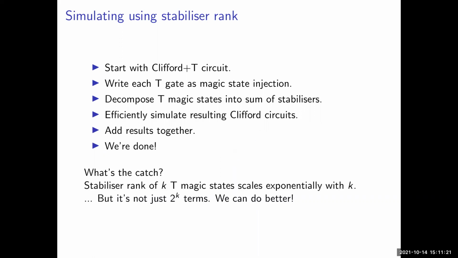So what is the catch of this? Well, it turns out that if we have k of these magic states, then generally the number of stabilizers you need scales exponentially with k. So that means if you have many T magic states, then you need to evaluate an exponential number of Clifford circuits. Then it's still not efficient. But the nice thing is, it's not just like 2 to the k. It's not just exponential in that way. You can actually do something better. You can have something that's still exponential, but polynomially better than 2 to the k.